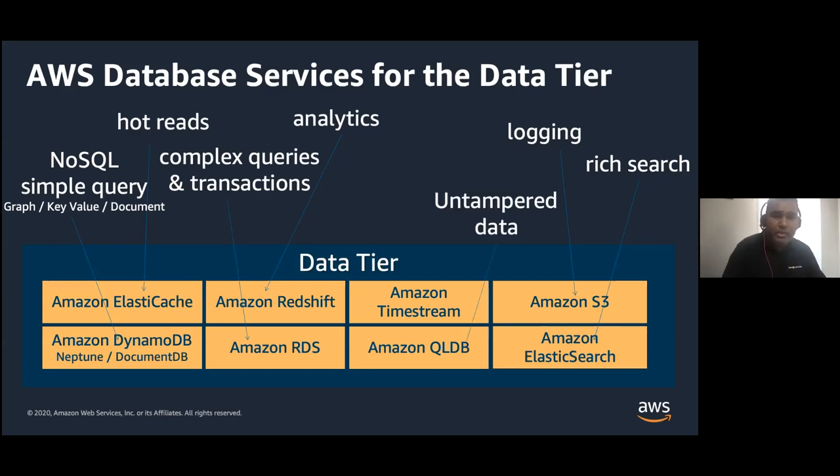Then for complex queries and transactions, Amazon RDS is offered, which is the relational database service. And you can have different flavors of relational database here as well. You can have MS SQL, you can have Oracle as well running in Amazon RDS. And any sort of untampered data would be Amazon QLDB. And then periodic data, as I was mentioning, would be Amazon Timestream. So these are the database services for the data tier, right? Hopefully this slide gives a little bit of clarity on when to use what kind of database services in AWS.